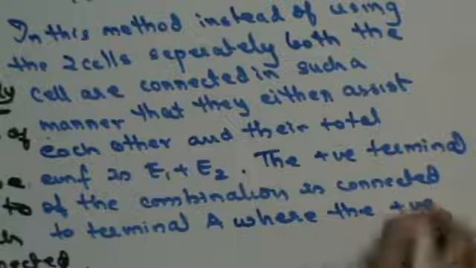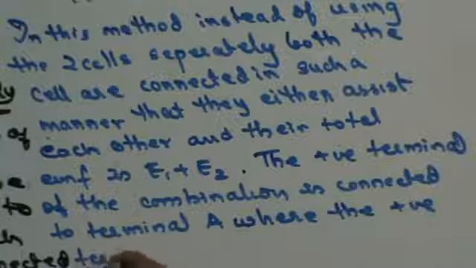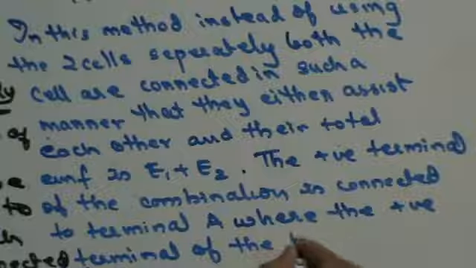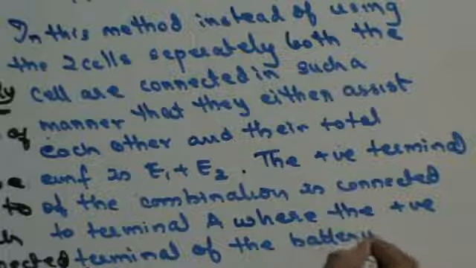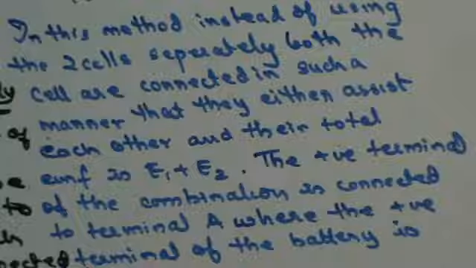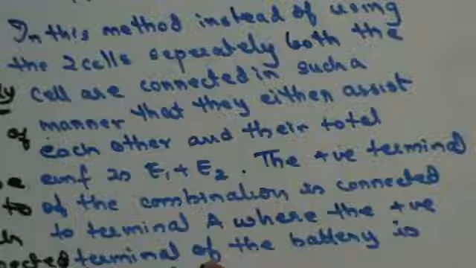The positive terminal of the battery is connected. Fine. And the negative terminal of the combination is connected to a jockey through a galvanometer.